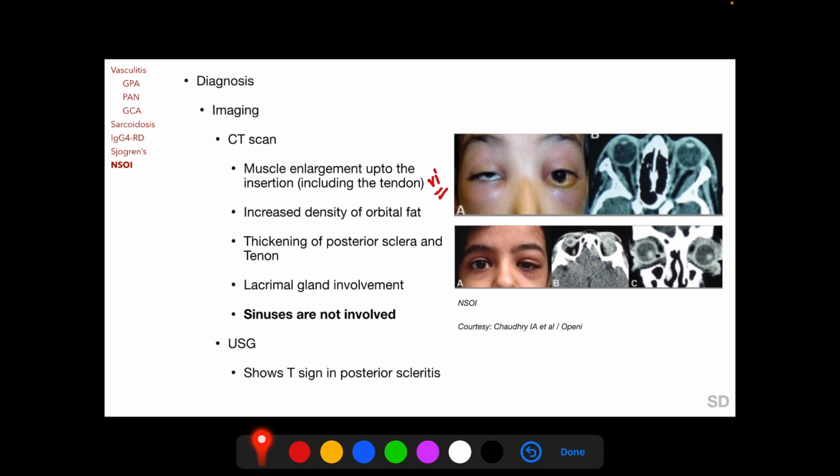We may also find increased density of orbital fat, thickening of the posterior sclera along with the tenon, and involvement of the lacrimal gland as seen in this picture, but typically paranasal sinuses are not involved. We see the ethmoid sinuses and the maxillary sinuses are clear in these two images. In the posterior scleritis form of NSOI, ultrasound B scan can show the T sign.